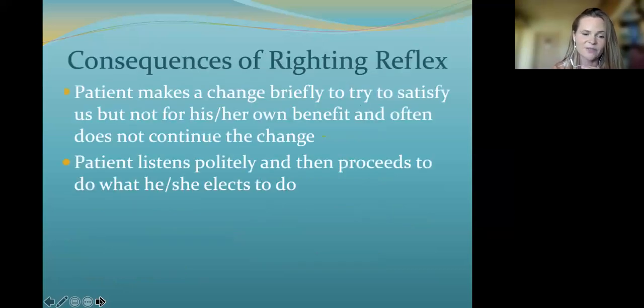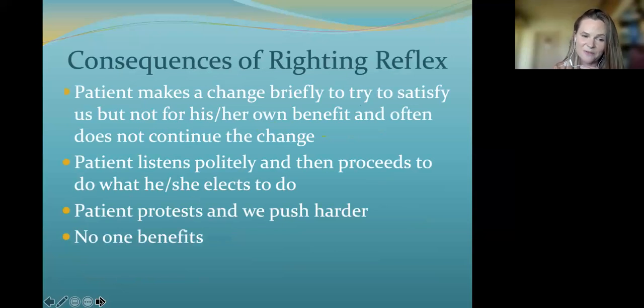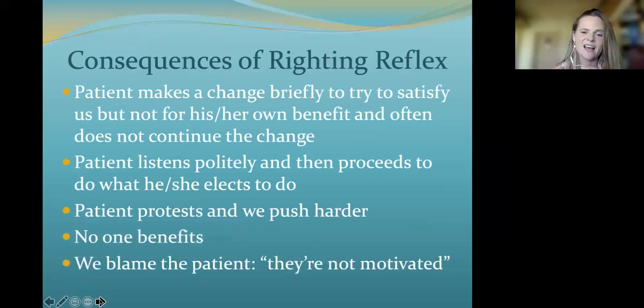The consequences of the righting reflex, there can be quite a few, but these are the common ones. They might make a change briefly. Maybe they like us as a provider and they're like, okay, I'll give it a shot. But as we all know, it's very difficult to sustain behavior change that isn't freely chosen. And so usually they're not going to be able to sustain that change. It might be that they listen politely while they're in your office and then they go ahead and do whatever they were going to do in the first place. I think we all have had experience with that with patients.